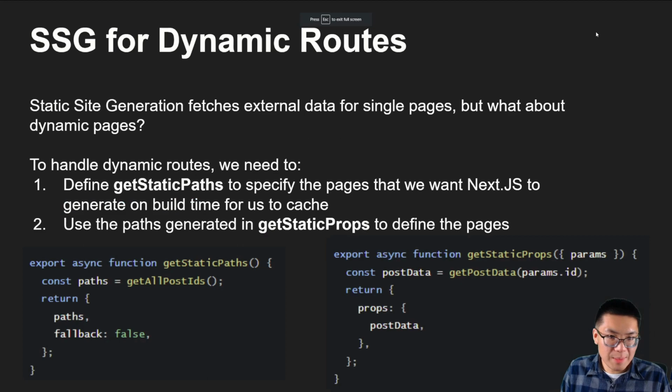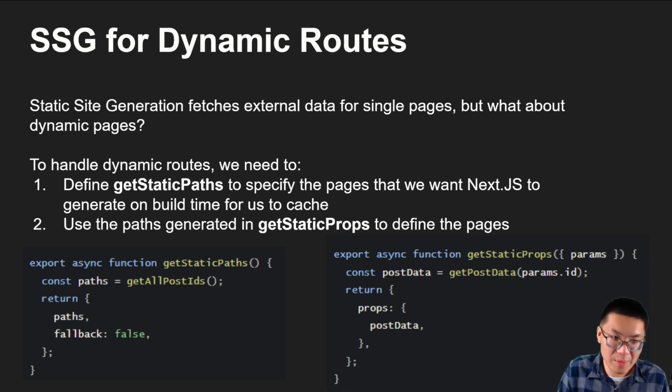Cool. Okay, so we got static props. Next, let's talk about how we do static site generation for dynamic routes. As we recall, dynamic routes are like the blog posts. You might have blog post ID 1, blog post ID 2. So how would we handle that situation? Well, luckily for us, Next.js has a solution for this.